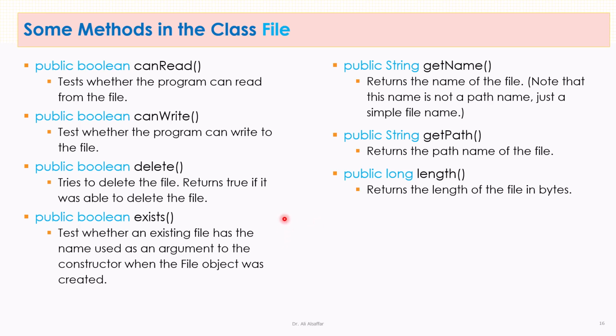After creating the file object for a certain file, later you would like to know the name of this file, then you can call the method getName. But getName will give you only the name of the file without the path. I mean, it does not give you the folders where this file belongs to. However, if you want to get the path, then you can call the method getPath, and this will tell you where the file is saved and in which folder. Finally, if you want to know the size of the file, then you can call the method length, and this method will give you the size of the file in number of bytes.